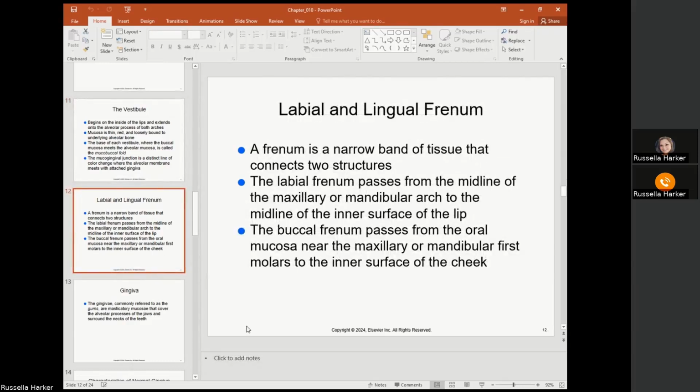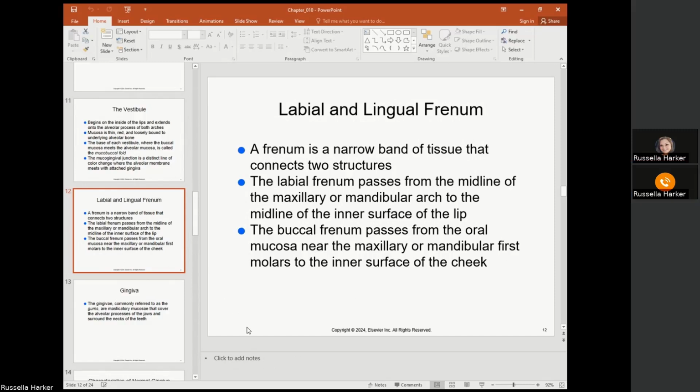We have a labial and a lingual frenum. So frenums are a narrow band of tissue that connects two structures. For the labial frenum, it goes from the midline of the maxillary or mandibular arch to the midline of the inner surface of the lip. So if you pull your lip out as far as you can and you see that little band of tissue that connects from your maxillary or mandibular arch to the lip that's being stretched, that is the frenum.